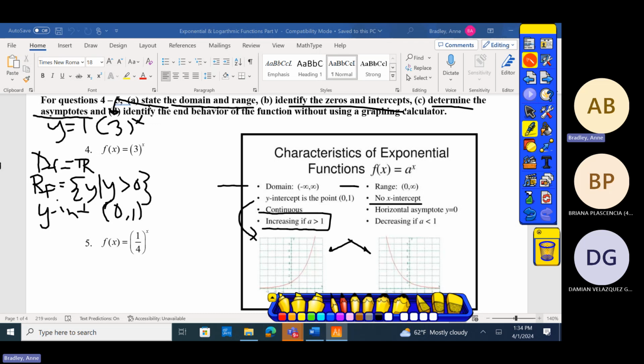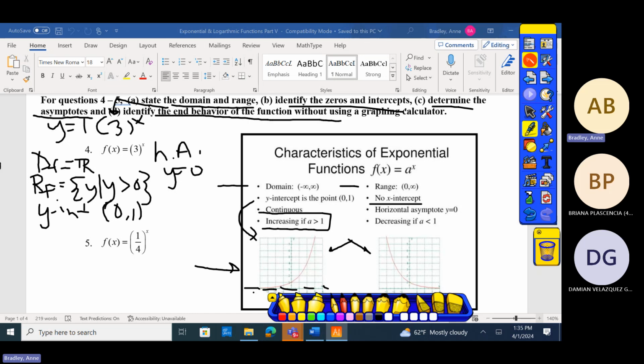Now we are going to identify the asymptotes. So if I look at this graph down below without graphing this, we can see that we have a y-intercept right here, and that horizontal asymptote is going to correspond to the x-axis. So we have a horizontal asymptote of y equals 0. That means the graph that we have will never intersect or cross over the x-axis, which is y equals 0.